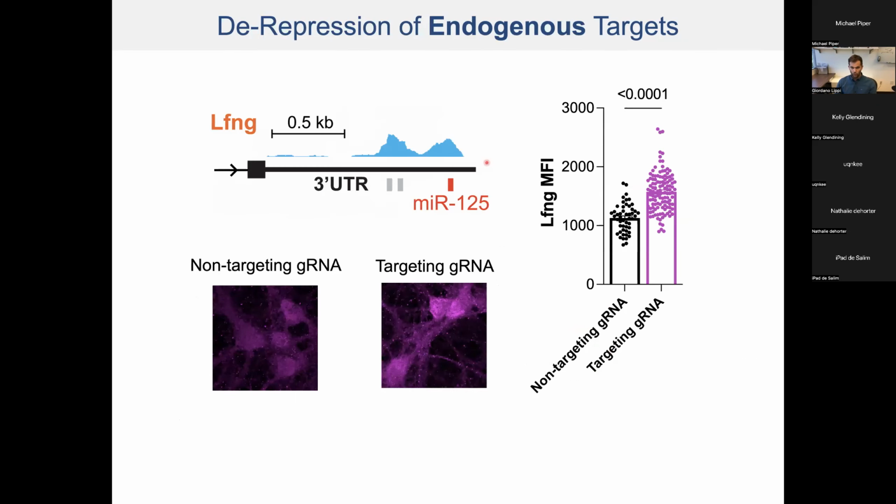So this is just to show you that that was an artificial microRNA-target interaction. This is a real microRNA-target interaction. This LFNG microRNA-125 interaction, the CLIP data showing you a nice peak. And you can show here that just by blocking one of these sites, we get a nice de-repression, shown also here.